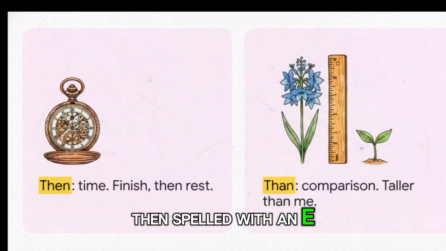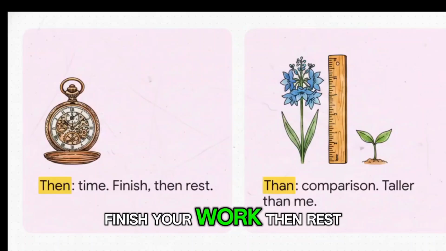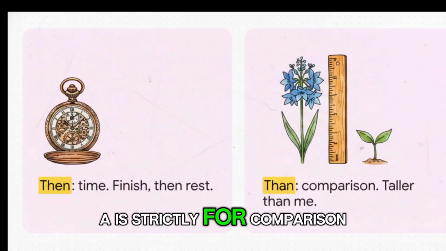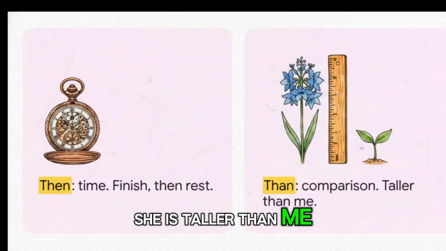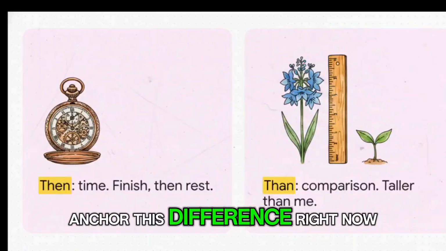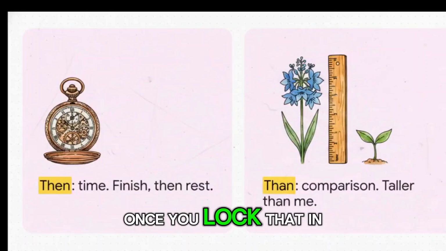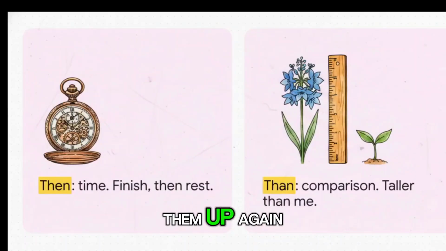Then, spelled with an E, relates to time. Finish your work, then rest. But than, spelled with an A, is strictly for comparison. She is taller than me. I want you to visually anchor this difference right now. The E is for time, the A is for comparison. Once you lock that in, you will literally never mix them up again.